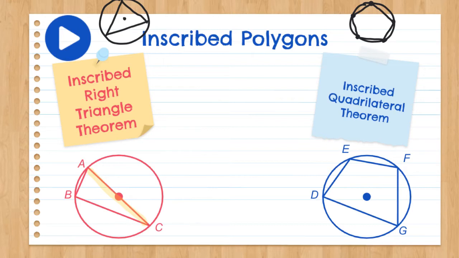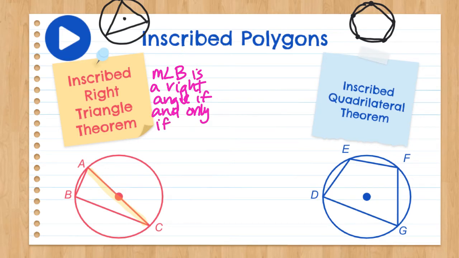Conversely, if one side of an inscribed triangle is a diameter, then the triangle is a right triangle, and the angle opposite the diameter is a right angle. So what we can conclude here is that the measure of angle B is a right angle if and only if segment AC is a diameter of the circle.